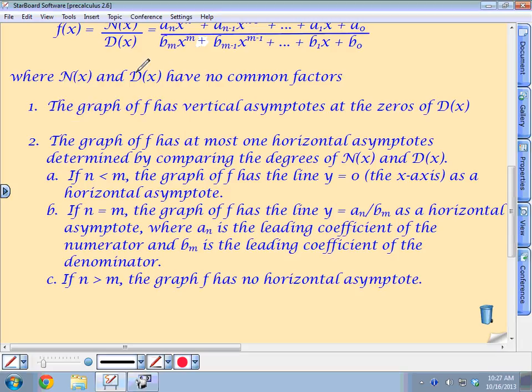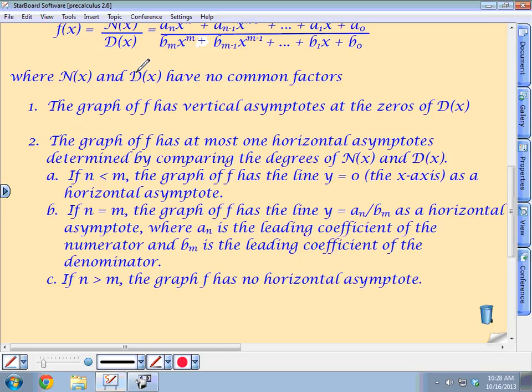An asymptote is not a part of the graph, so the function will never lie on the asymptote, but it can approach, and it will. That's the idea of an asymptote, is that it's going to approach it.